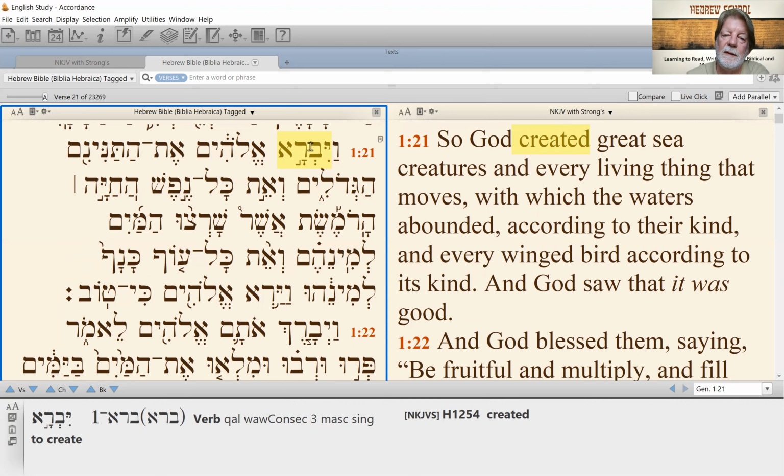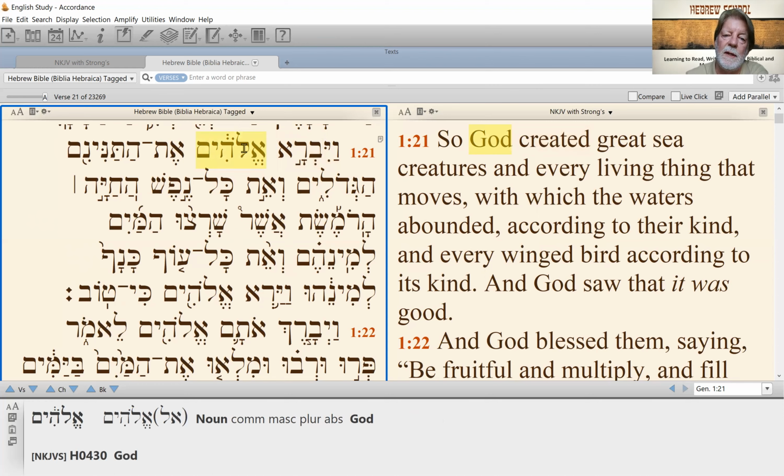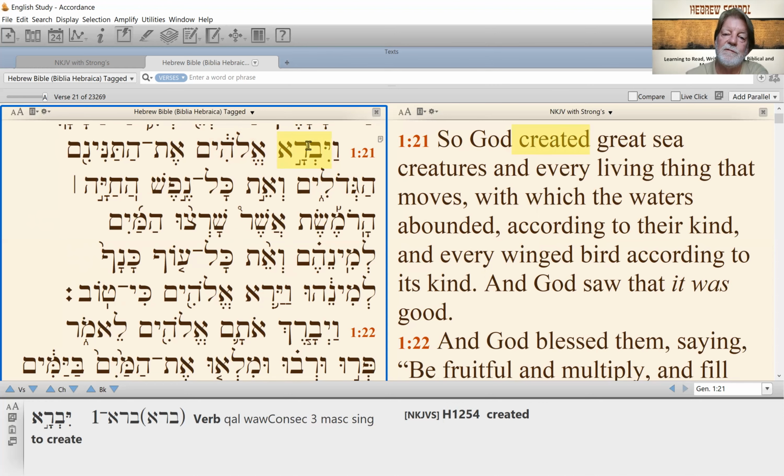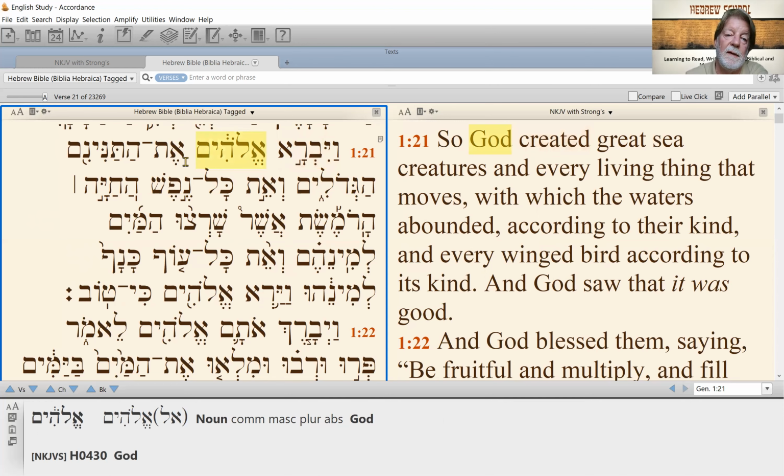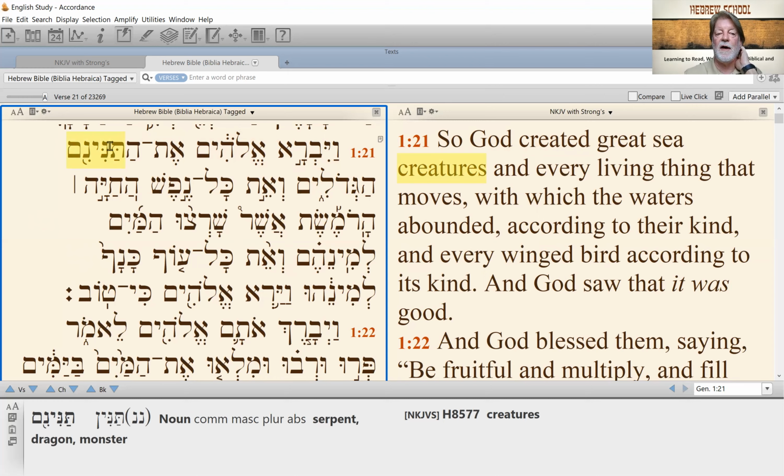So vayivra, created Elohim. You'll just notice that consistently the subject comes after the verb. Created God, God created. Et, direct object indicator. Hatanin is the tanin, the dragons, the monsters, the serpents, the creatures. A lot of people suggest that these are the whales that swim the oceans. I think it's interesting that one of the English words that is used to translate this is dragons. Dragons may have actually existed at one point. They may not just be mythological creatures, but they may have actually existed on the earth.